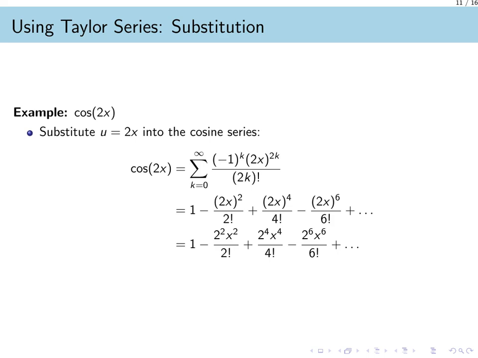We begin with the standard Maclaurin series for cosine of u. Then, in that series, we substitute 2x for every u. This gives us 1 minus the quantity 2x squared over 2 factorial, plus the quantity 2x to the 4th over 4 factorial, and so on. When we simplify each term, remember to apply the exponent to both the 2 and the x. The result is the correct Taylor series for cosine of 2x. This substitution method is an efficient way to expand our library of known series.